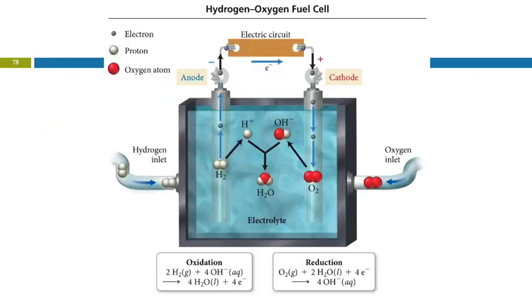Here's a diagram of the cell. There are cars that run on hydrogen-oxygen fuel cells. But again, getting the hydrogen is an issue. So we've got this electrolyte, and we've got, what do we have going on here? We've got oxygen gas and hydrogen gas coming in, and the hydrogen gets oxidized, the oxygen gets reduced, and so the products that are formed are water. I don't know what else to say about that. There it is.